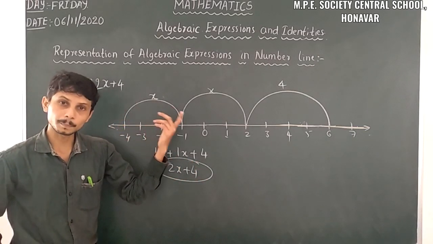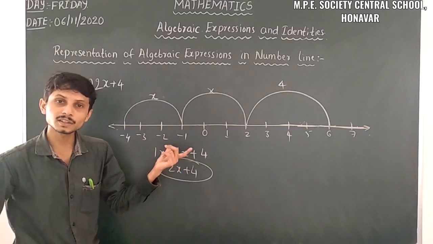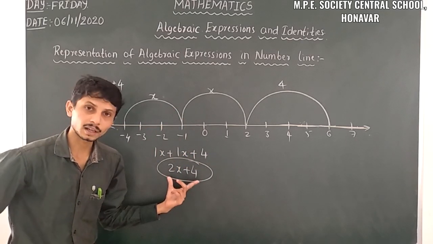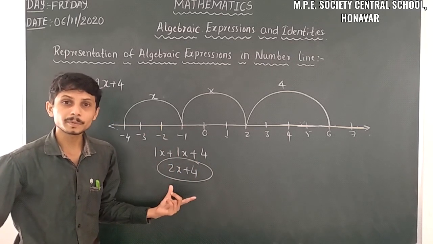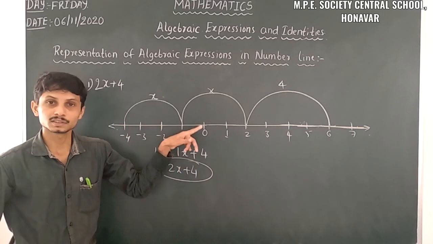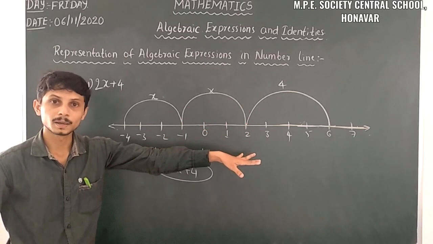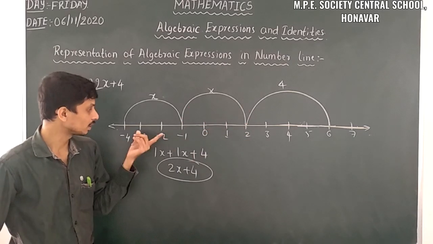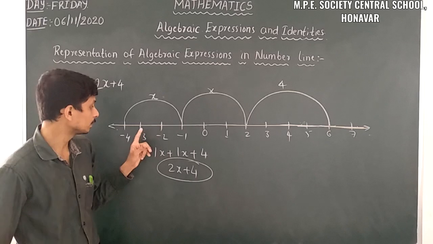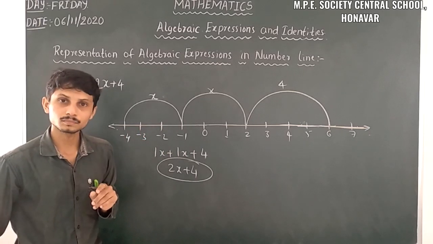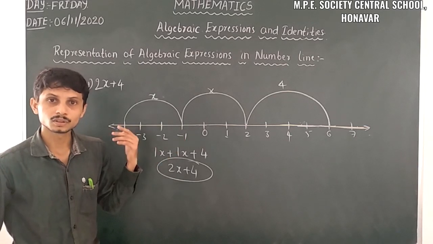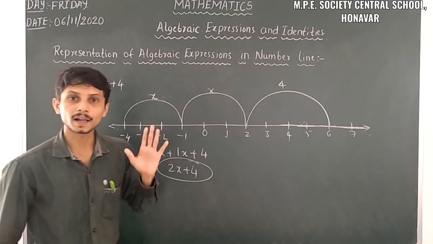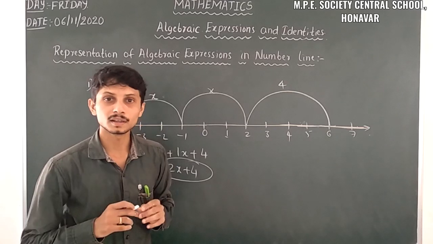So from the number line representation, you can take the suitable algebraic expression, or from the algebraic expression you can take the suitable jump. But here, just observe, the x value is known: 1, 2, 3. So the x value is 3, we can take it easily here. So this is the representation of an algebraic expression on the number line.